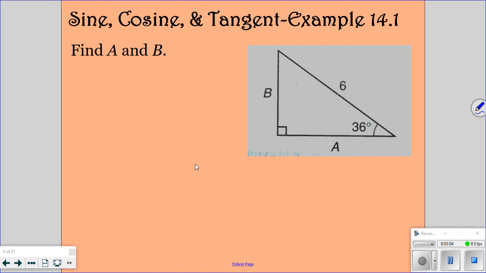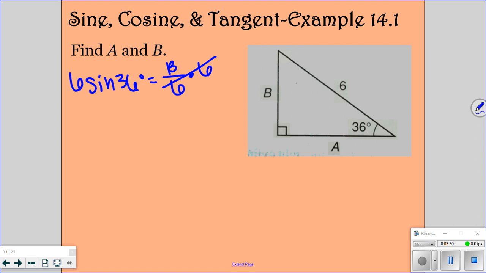So we're going to find A and B, and we're going to use sine, cosine, or tangent. So if we use the sine of 36, that's going to be opposite over hypotenuse. So the sine of 36 is going to equal opposite, which is B, over your hypotenuse, which is 6. And then we can multiply by 6 on both sides of the equation.